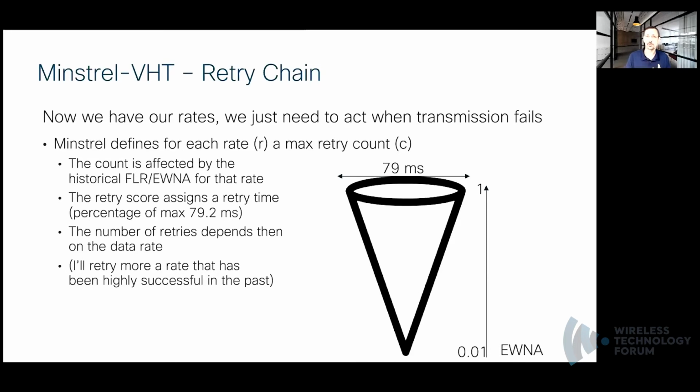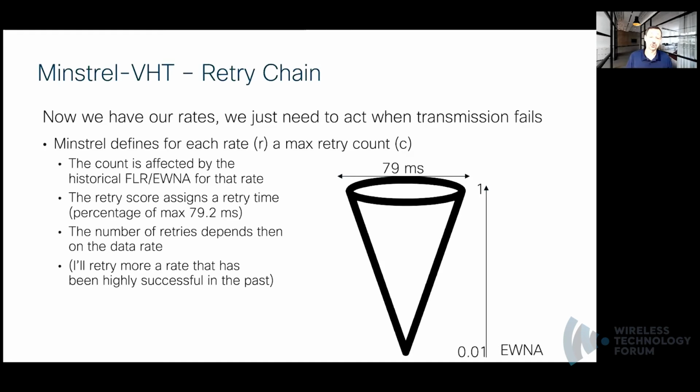We say if you try something and it fails, I will allow you to continue trying for a certain number of milliseconds. And you see typically it's 79.2. It used to be smaller, by the way. It used to be 24 in the times of BG. So what that does is that it says, based on your UNAS score, I'm going to allow you to try within that window a certain percentage of that window.